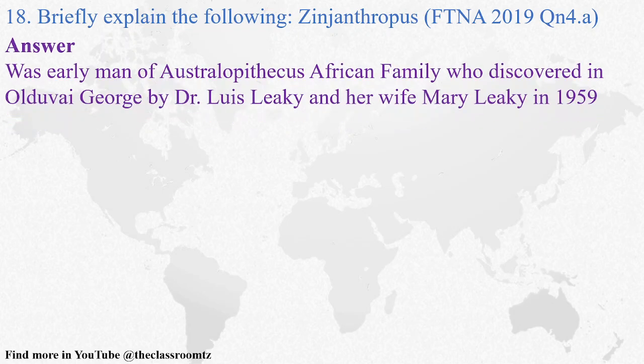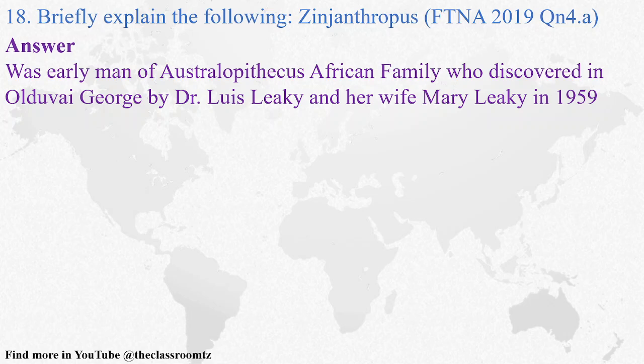Zinjanthropus was the earliest man of the Australopithecus African family, discovered in Olduvai Gorge by Dr. Louis Leakey and his wife, Mary Leakey, in 1959. The skull discovered by Louis Leakey and Mary Leakey, and Zinjanthropus comes from the family called Australopithecus.